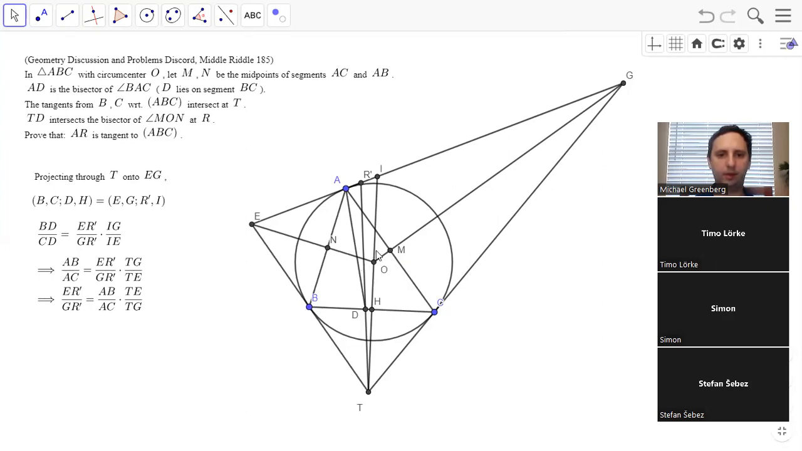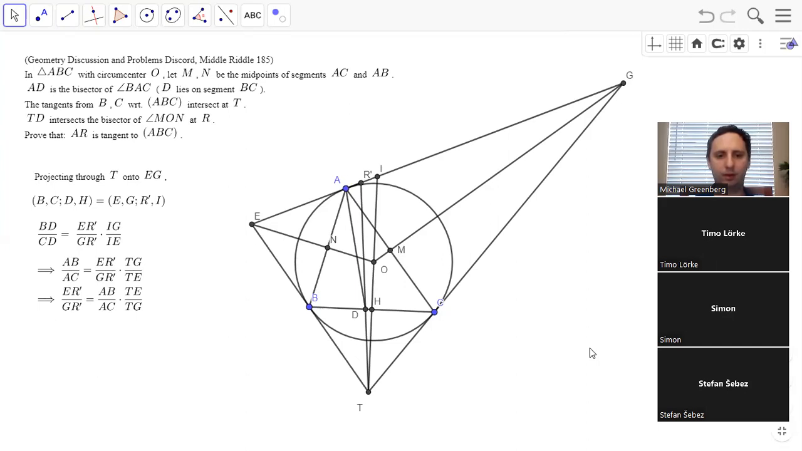OB, OE over OB times OG over OC. And yeah, let's see if there's any similar triangles here. So, TBH is similar to TOB, but we want triangle OBE.